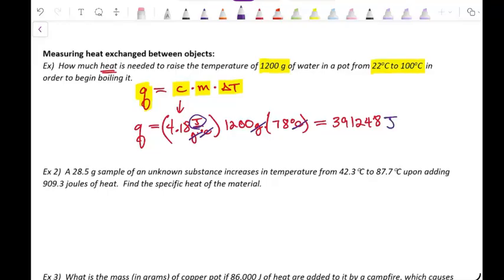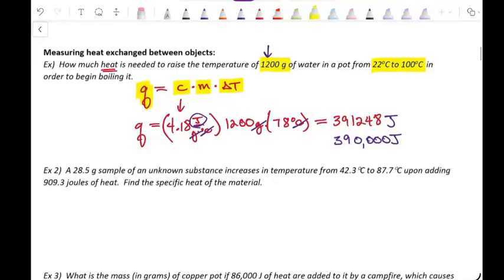Now we do want to round for sig figs, and it looks like we only have 2 in the number 1,200 grams. So I'm going to round that to 390,000 joules as my final answer.